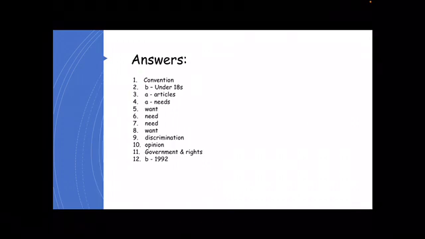And the final question, question 12, was about the UNCRC becoming law in the UK. And which year did it become the law? And the answer was 1992. So it's been the law now for a long time, almost for 30 years. Not quite, but almost 29 years it's been the law for. So quite a long time.